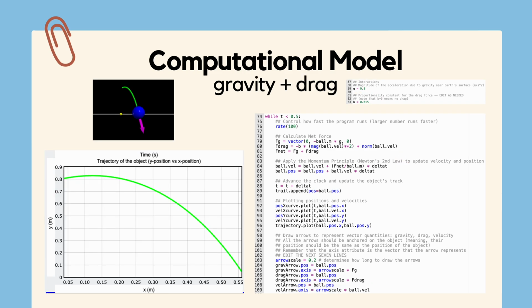Now for the second computational model, this one accounted for both gravity and drag. Here we see that B is not equal to 0, which shows that the drag force plays a role in affecting the motion of the ball. The code is the same as the previous computational model shown. The only difference is the proportionality constant for the drag force.